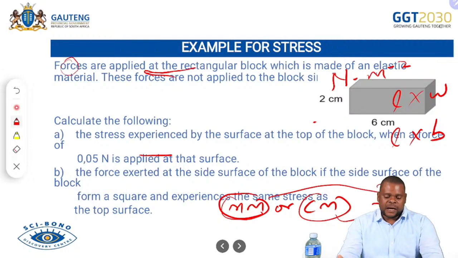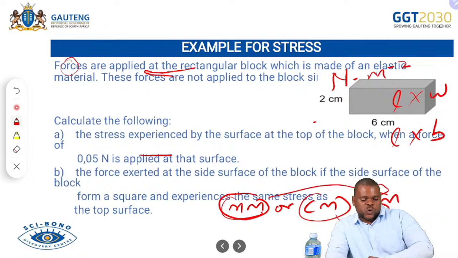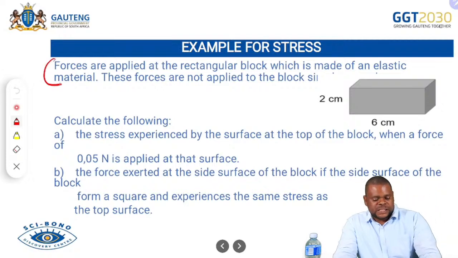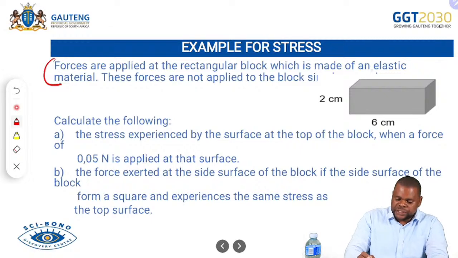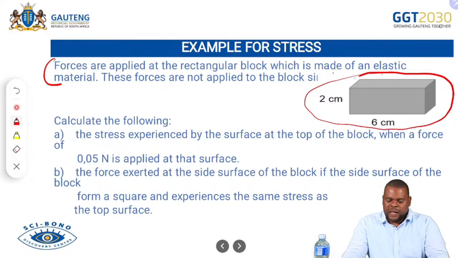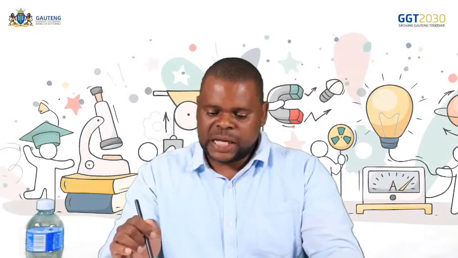Okay, we have an example here. I want us to look at this example together. Let's read the statement together. Forces are applied at the rectangular block, which this is the rectangular block that they're talking about here, which is made of an elastic material. These forces are not applied to the block. I can't see what is hidden by the block.